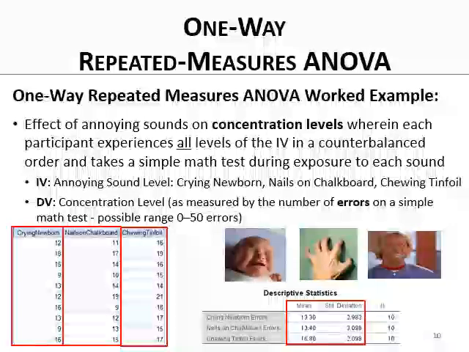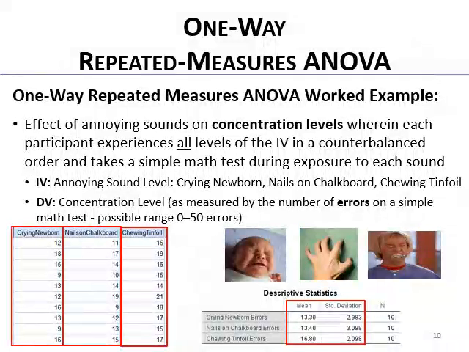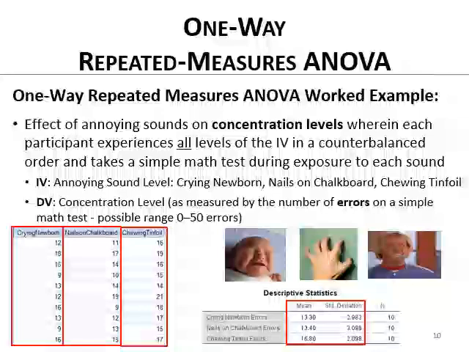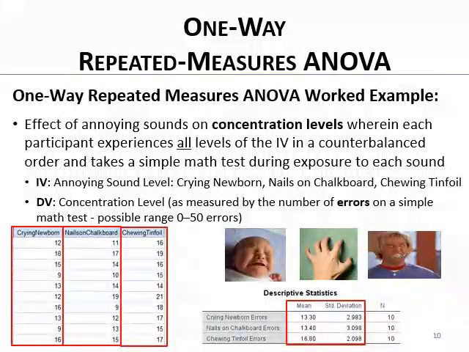You need that, of course, for your APA write-up, so I'm just showing you where it comes from. But take a look at it. Crying newborn and nails on a chalkboard, the means are really similar, right? They're both just about 13. And then chewing tinfoil is about 3 errors higher on average, right?